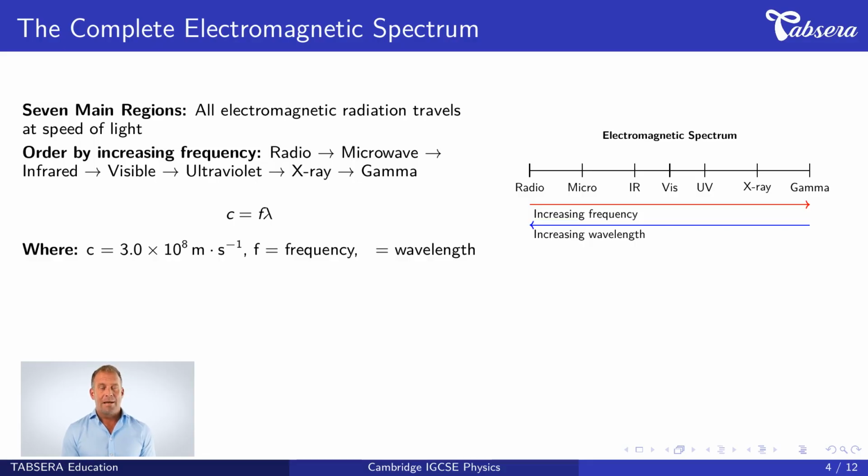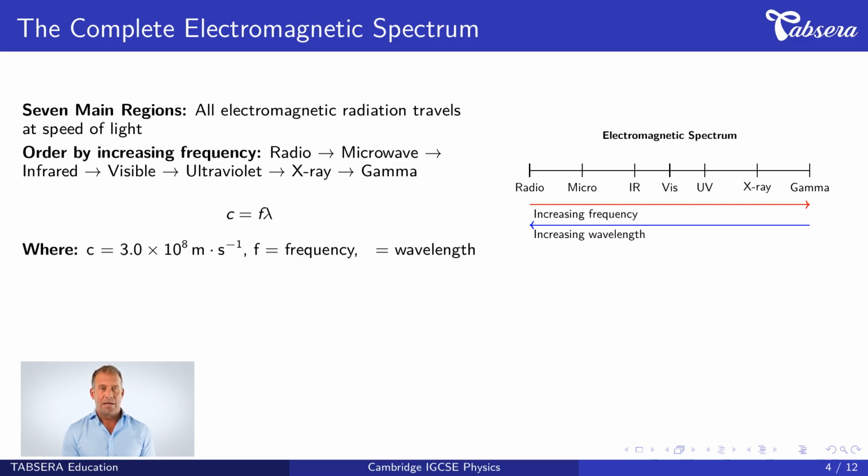Let's explore the complete electromagnetic spectrum. The fundamental principle states that all electromagnetic radiation travels at the speed of light in vacuum. There are 7 main regions, each with distinct properties. The order by increasing frequency is radio waves, microwave, infrared, visible light, ultraviolet, X-ray, and gamma rays.